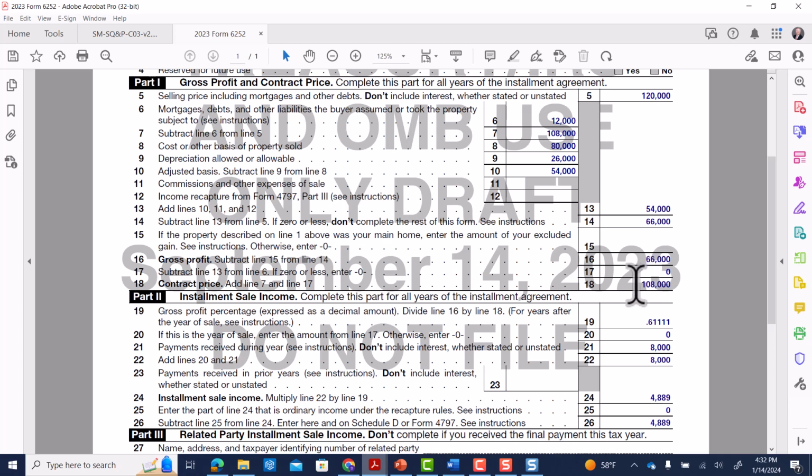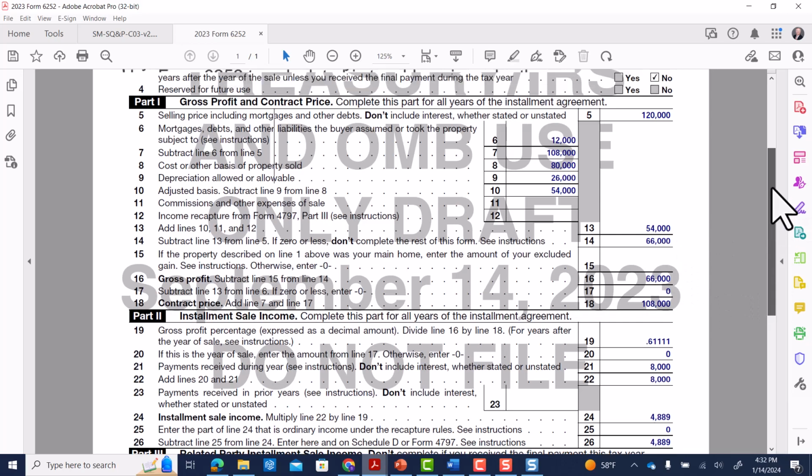We're going to end up dividing that by line 18, the contract price. What is the contract price? There it is, 108. So that's 0.61111, right? It says divide 16 by 18. What is the amount for the year of sale? Enter the amount from line 17. This is the year of sale, but I guess there was no cash collected. Is that the case? Let's go take a peek.